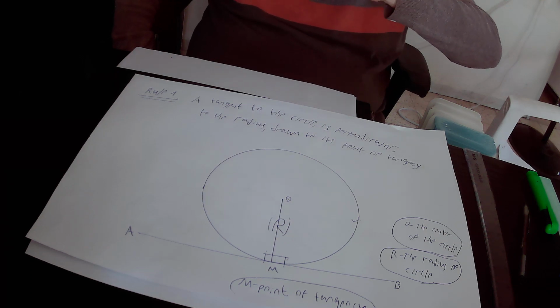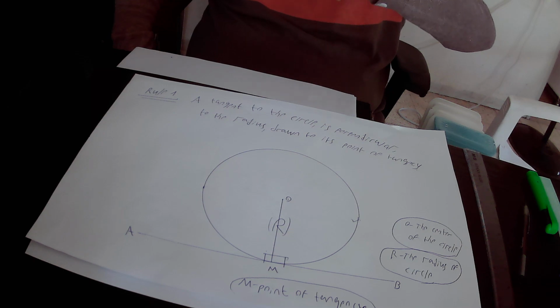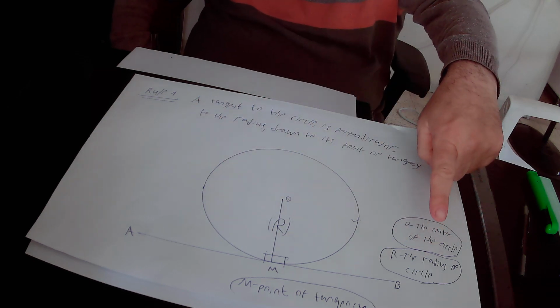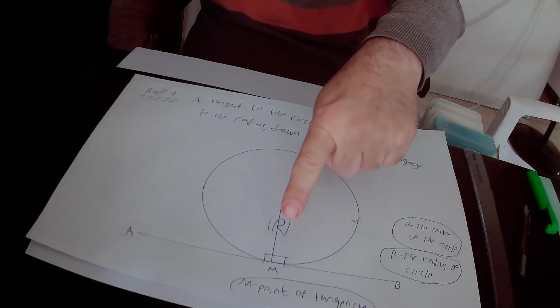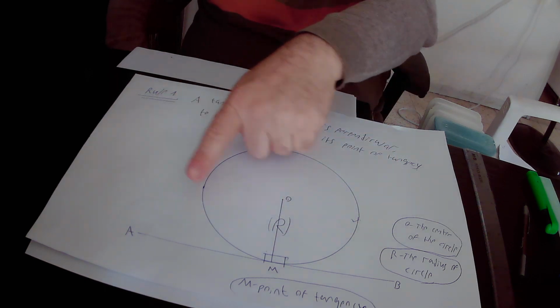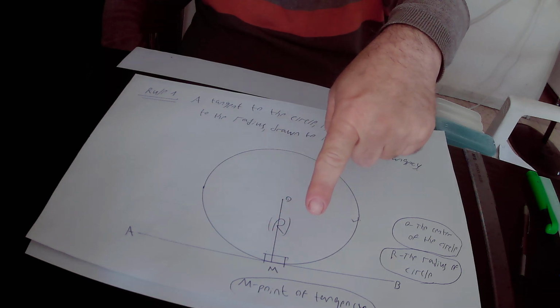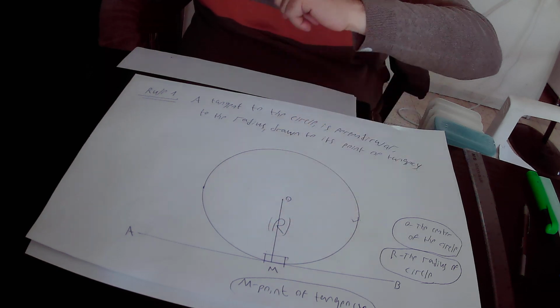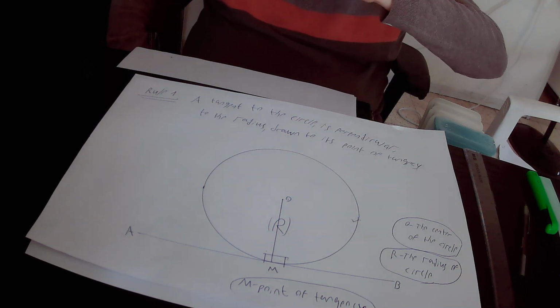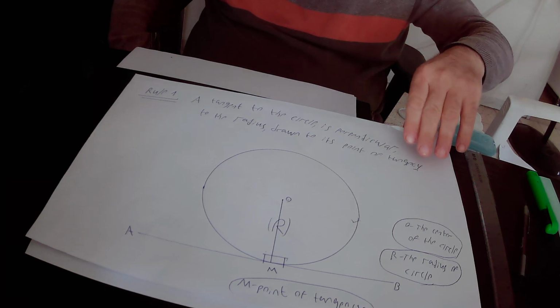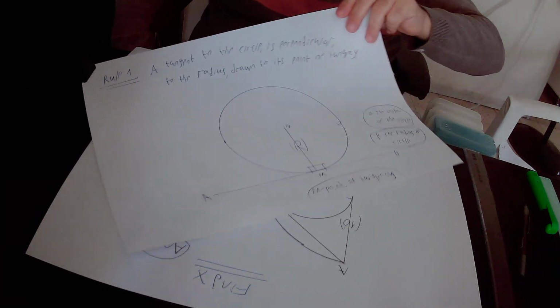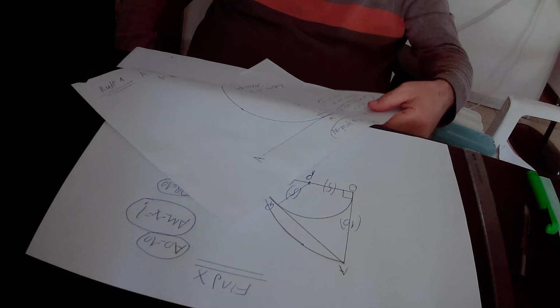And whenever you have a radius that is drawn to the point of tangency, then tangent AB will be perpendicular to the radius MO. If AB is perpendicular to MO, it means that this angle equals 90 degrees and this angle equals 90 degrees according to this rule, rule number 1. I shall implement rule number 1 in our drawing.